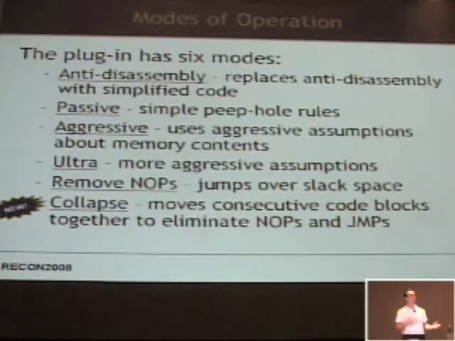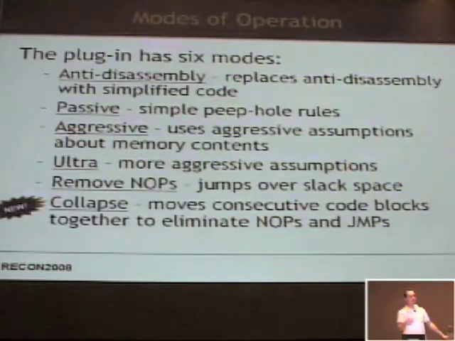With passive, we have simple peephole rules. I'll go into what a peephole rule is briefly. It's just something really simple where there's not a lot of analysis to be done, like an exchange EBX, EAX followed by the exact same thing. We would just code that up real easy, and it's passive because removing it is not a very risky thing to do as far as changing the behavior of the code. And then we have aggressive rules.